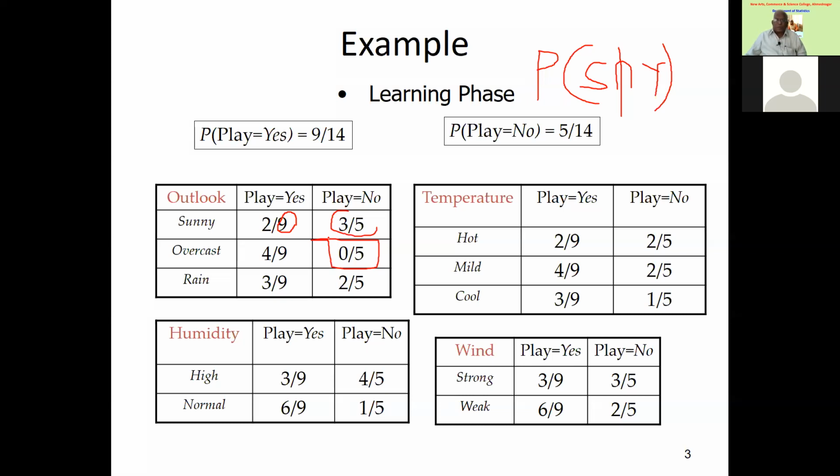Okay. Now let us come to the second table. Association of temperature with action. So hot temperature, probability is 2 by 9 to play. Hot temperature, probability is 2 by 5 not to play. Mild temperature, probability is 4 by 9 to play. Mild temperature, probability is 2 by 5 not to play. Temperature cool, probability is 3 by 9 to play. And temperature cool, probability 1 by 5 not to play. Here also you will see that total of columns is 1 in both the cases.